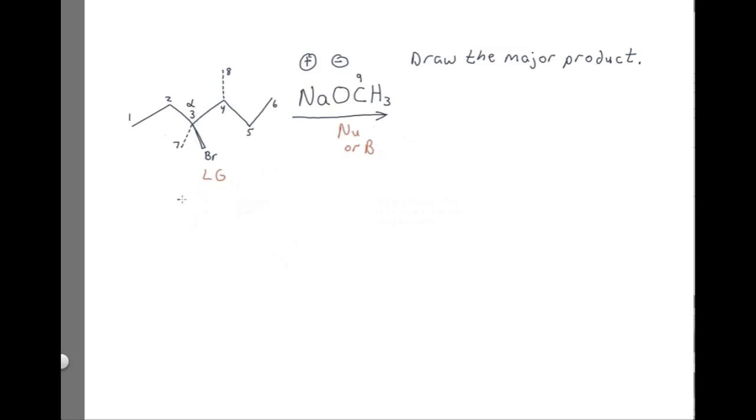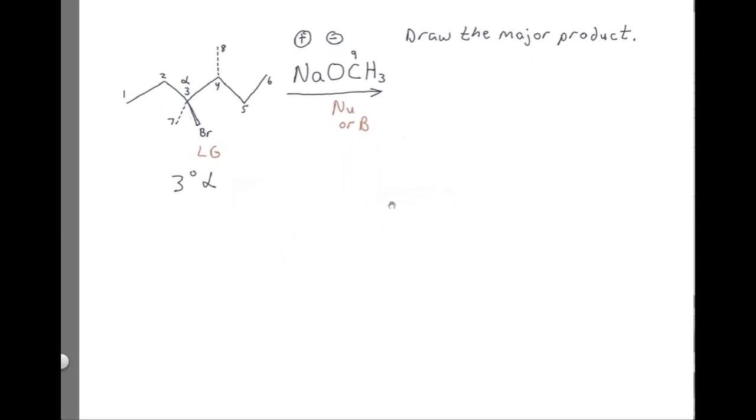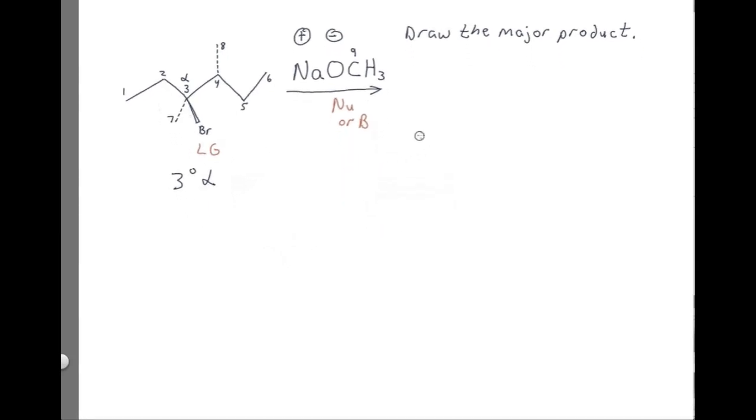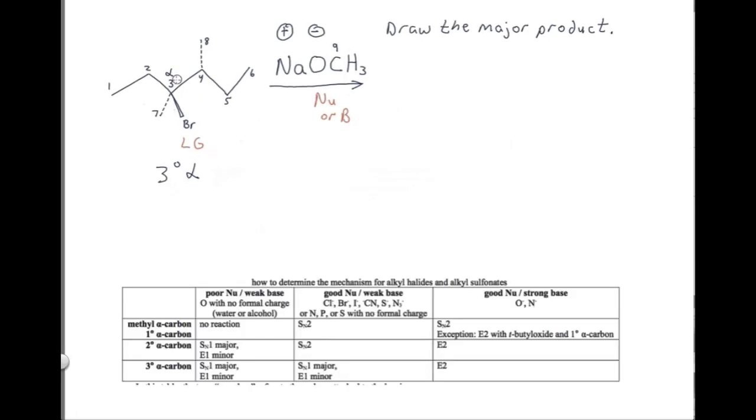So we see that the alpha carbon is tertiary because carbon 3 is attached to 3 carbon chains: carbon 2, carbon 4, and carbon 7. Now use the table to determine the mechanism. Don't assume the mechanism is E2. A tertiary alpha carbon puts us in the bottom row of the table. O- puts us in the right-hand column of the table. So that tells us that the mechanism is indeed E2, and we should write down the name of that mechanism.